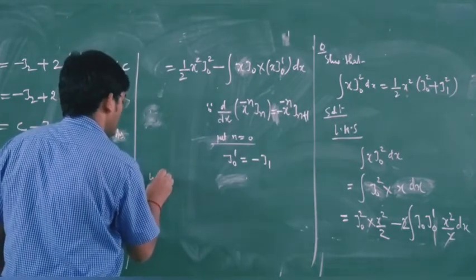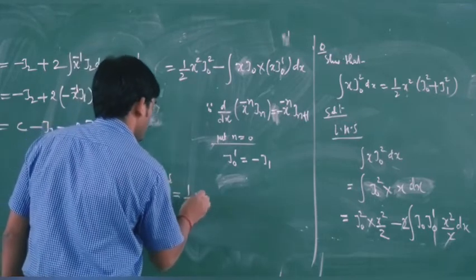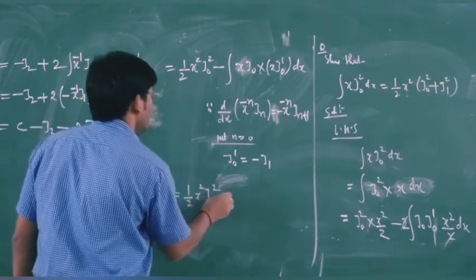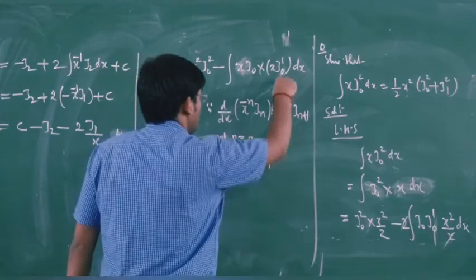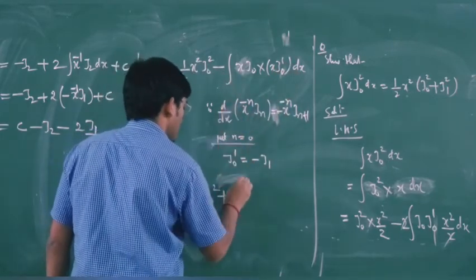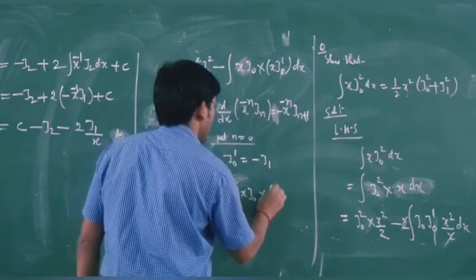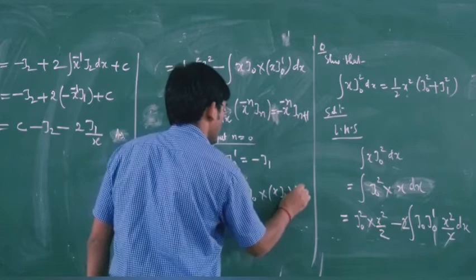Therefore our left hand side is equal to 1 by 2 x square j naught square minus, this j naught dash can be written as minus j1, so this will be a plus, then we have the integration of x j naught into x j1 into dx.